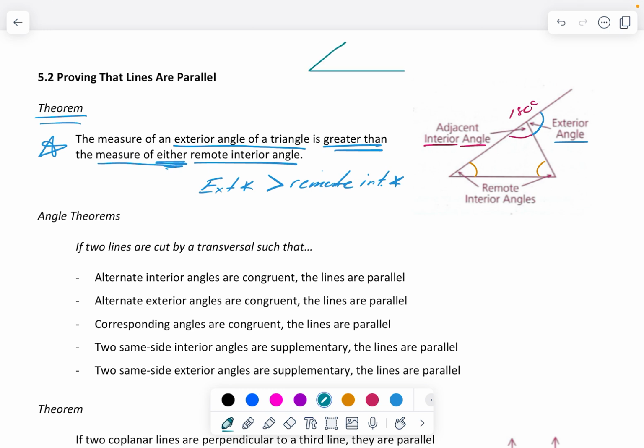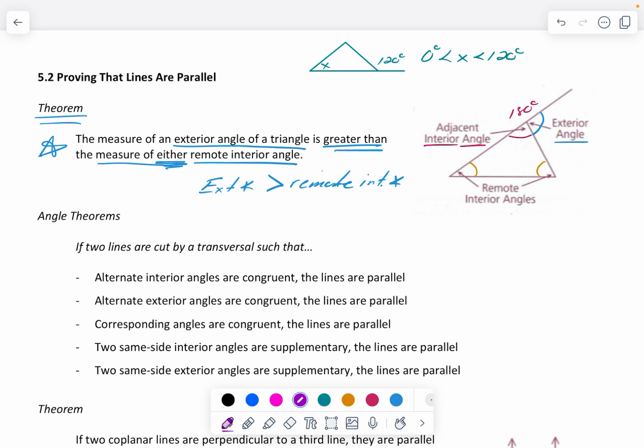Now, what that might look like in an example is something that looks like this. So here we go. Let's make a triangle. And let's say in this triangle, we know this angle is x, and we know this exterior angle is 120 degrees. So what this theorem tells us is that x has to be less than 120 degrees, but also it's not negative, right? So it would be in between 0 and 120 degrees. We'll just say it that way. It has to be more than 0, but also less than 120 degrees.